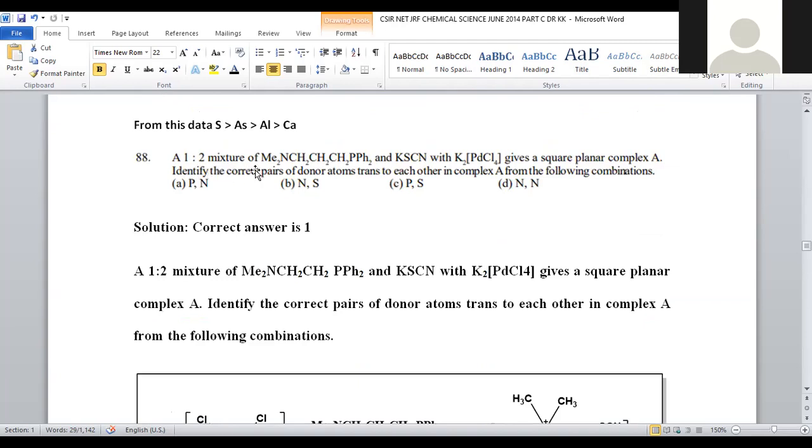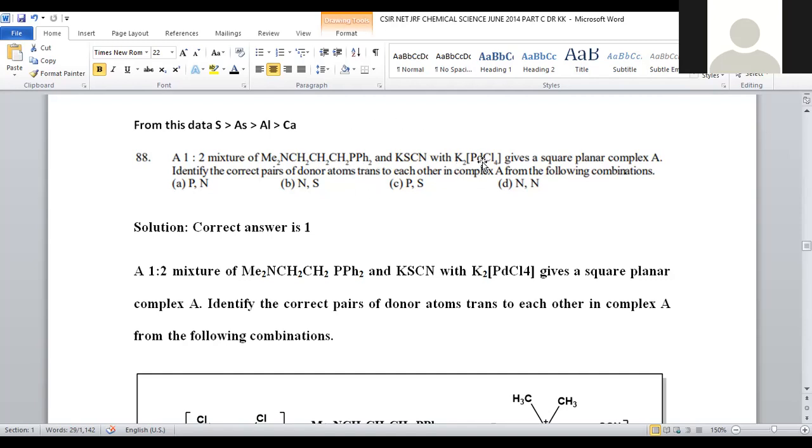A 1:2 mixture of Me2NCH2CH2PPh2 and potassium thiocyanate with K2PdCl4 gives a square planar complex A. Identify the correct pair of donor atoms trans to each other in complex A from the following. Okay, so here it should actually be cis rather than trans, because there is a cis orientation between the phosphorus and nitrogen. So the correct answer will be P, N, given in the cis conformation.